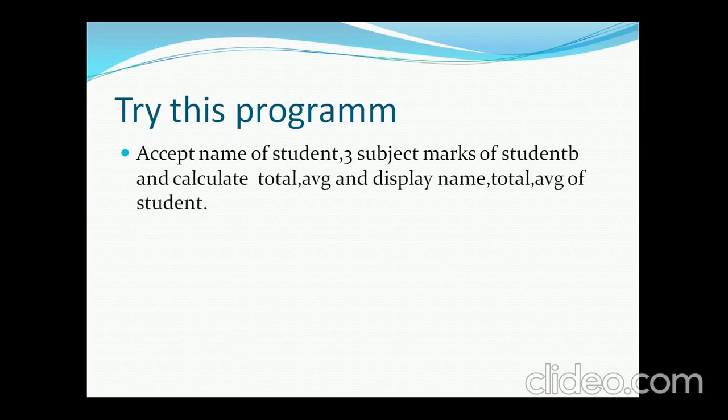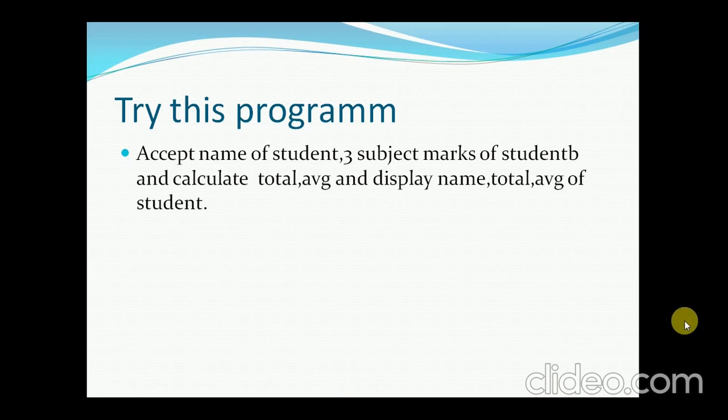Accept the name of the student and 3 subject marks of the student, calculate the total and average, and display the name, total and average of the student. Try to do this program. If not possible, make a comment to me. I will show you in the next video.